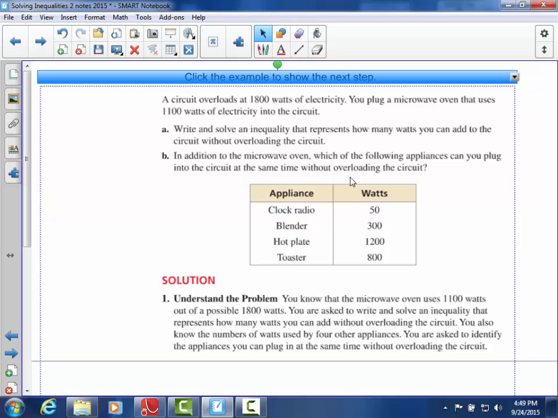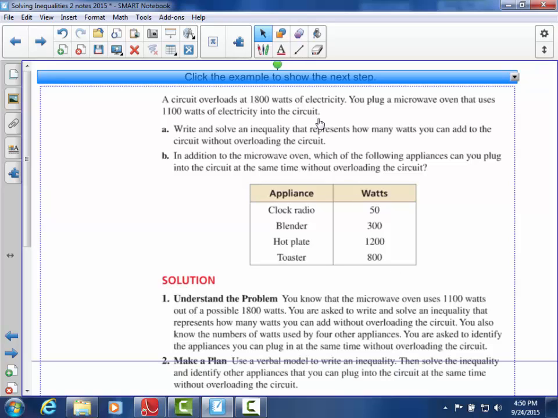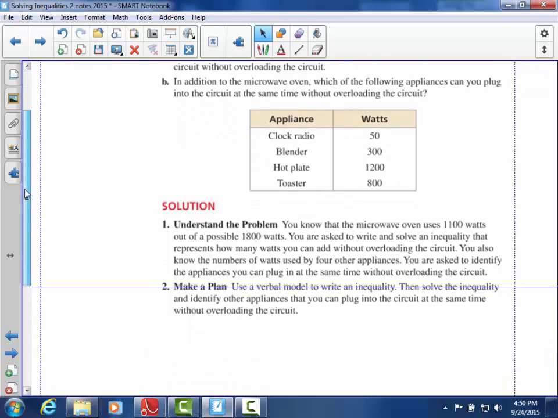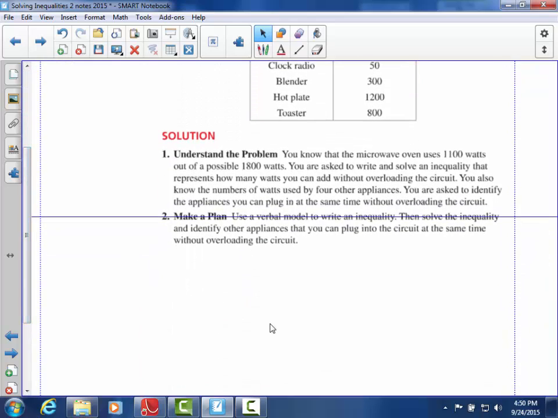Okay, so the first thing you want to do is try and understand the problem. You know that the microwave oven uses 1100 watts out of a possible 1800. You are asked to write and solve an inequality that represents how many watts you can add without overloading the circuit. So in addition to the 1100, what can you do? Okay. All right. So one thing you can do is use a verbal model to write an inequality. Then solve the inequality and identify other appliances that you can plug into the circuit.